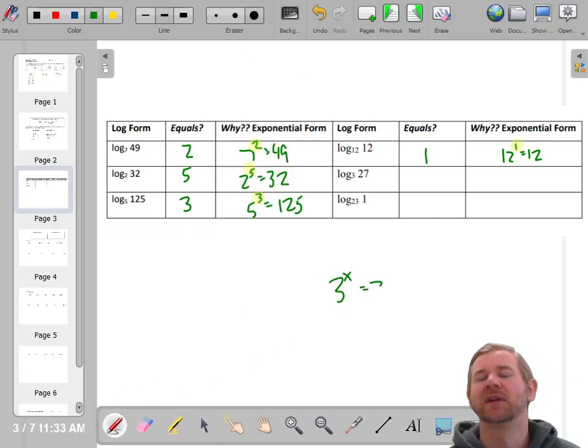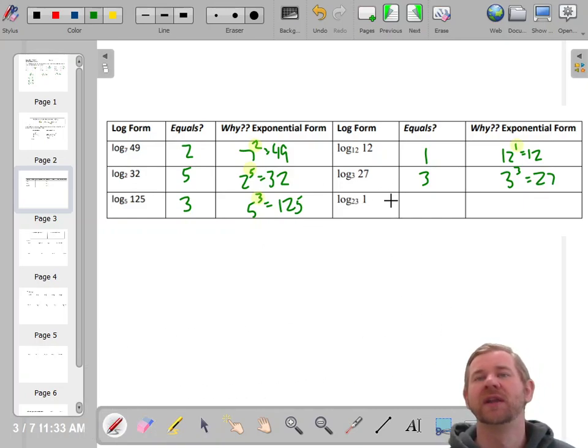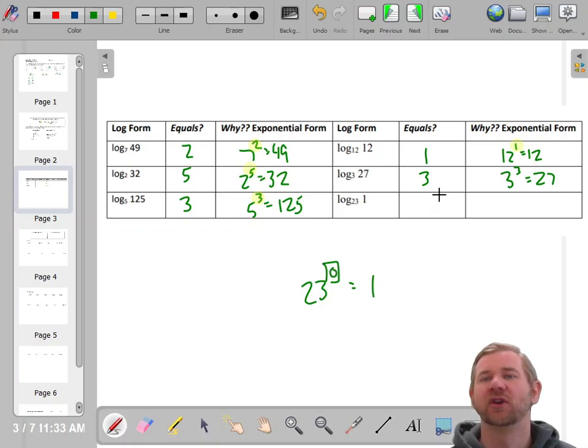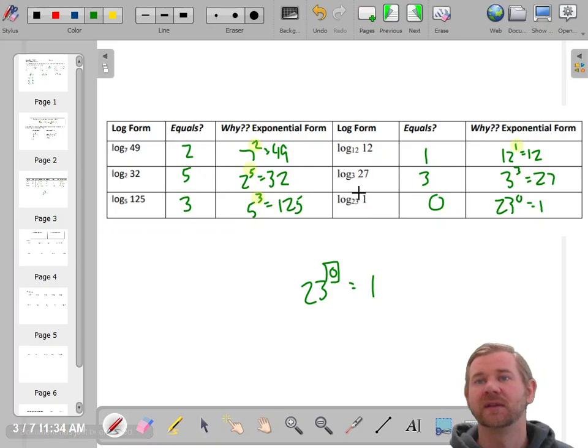3 to what power is 27? 3 to the third power is 27. 3 times 3 times 3 is 27. And the last one, anytime you have a log of 1, 23 to what power is 1? That would be the 0 power. So 23 to the 0 power is 1. That's true for any base. You can put any number there except for 0, and the log of 1 is 0.